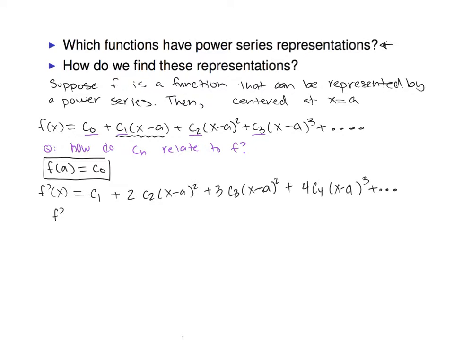Now we're going to use the same trick as before. Plug in a, f prime of a. Notice that this guy's 0, this guy's 0, this guy's 0. So f prime of a is c1. So whatever your function, its derivative evaluated at your center point gives you the coefficient of the x minus a term. And then repeat, f double prime of x. Now c1's gone. Oh, and I made more than one mistake. That should have been c2 times x minus a to the first.